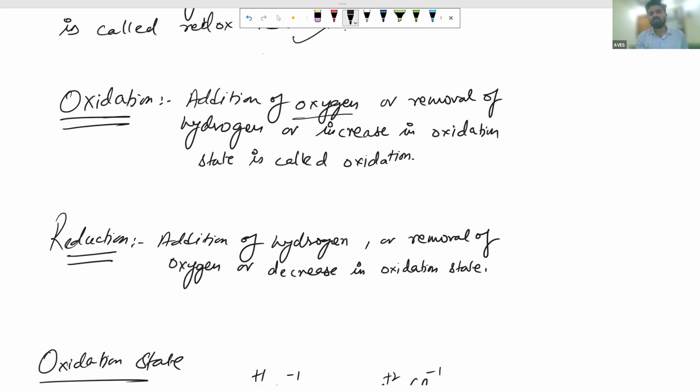Here it is an increase in oxidation state. We'll discuss what is an increase and decrease in oxidation state. Here it will be a decrease in oxidation state. Okay, note it down.